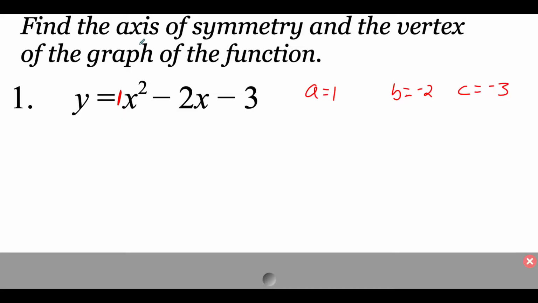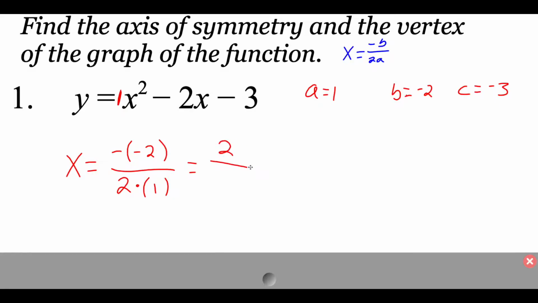Now, in order to find the axis of symmetry, we said that was x equals the opposite of b over 2 times the a value. So we're going to get x equals the opposite of the b value, which we just said was negative 2, and we're going to divide that by 2 times the a value, which is 1. So if I look at the top of my fraction, the opposite of negative 2, well, that's positive 2. And on bottom, 2 times 1 is just 2. And then if I take 2 divided by 2, I get 1. So my axis of symmetry is the line x equals 1.